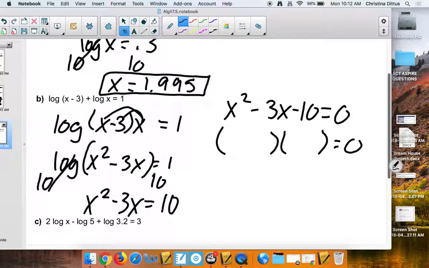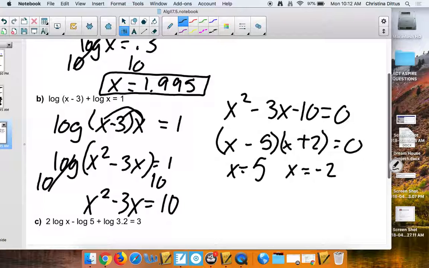Factor. I know I got x here. I gotta multiply to negative 10, add to negative 3. Negative 5, positive 2. You sure? Yep, okay. So what's our x here? Positive 5, x here? Negative 2. Guess what we gotta do? See which one works. They might both work. Plug them in.